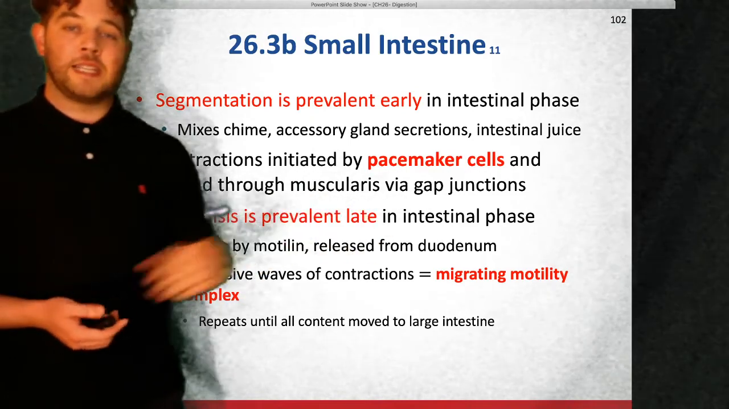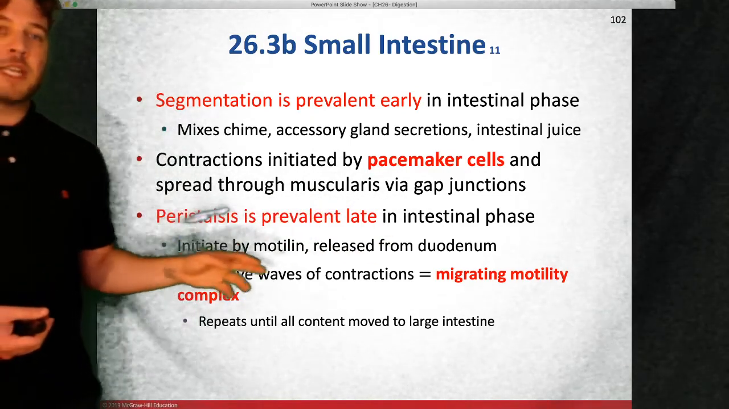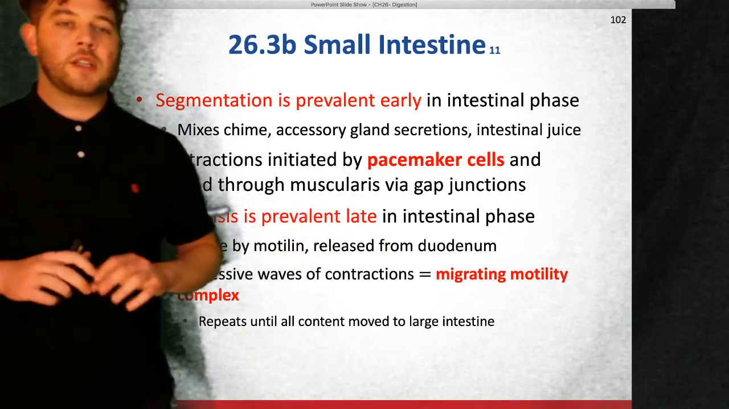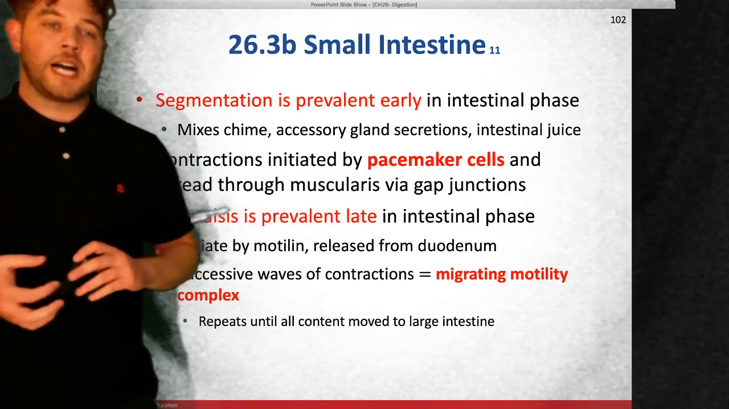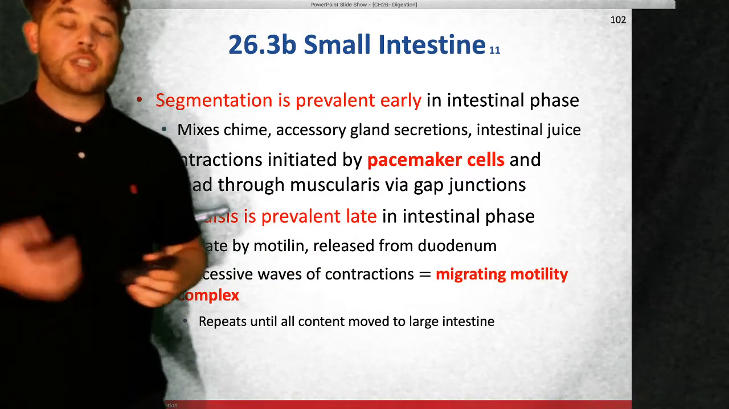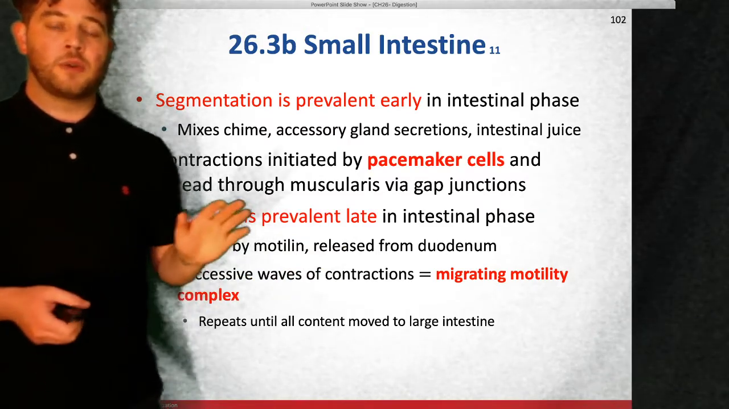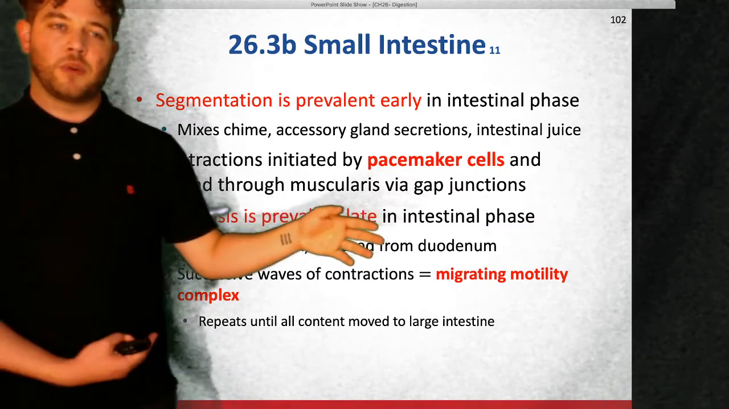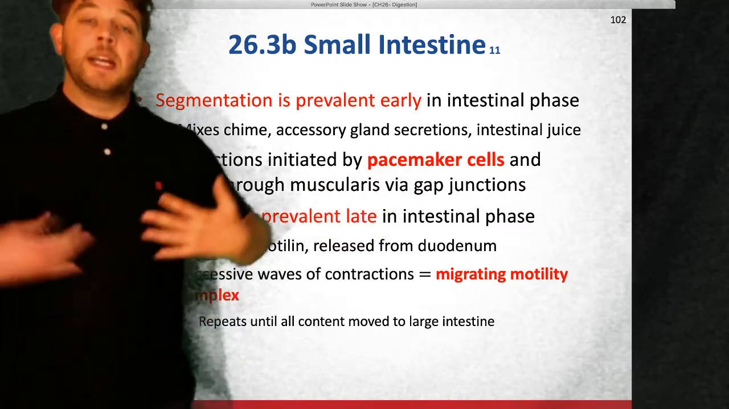Peristalsis becomes prevalent late in the intestinal phase, initiated by motilin from the duodenum. You have successive waves of contraction, migrating motility complexes. These essentially clear contents from the food. So peristalsis happens late in the intestinal phase, more towards the jejunum and especially the ileum. It's just about moving food.